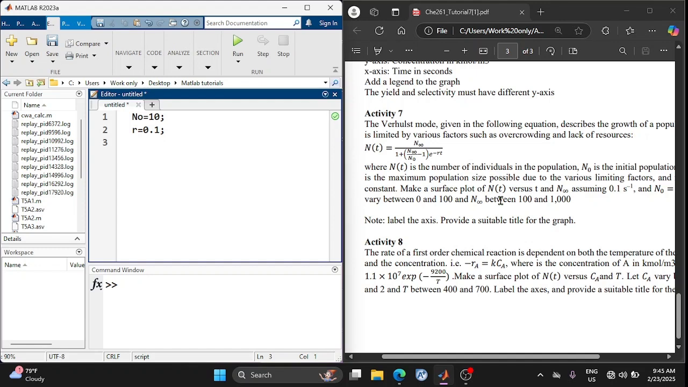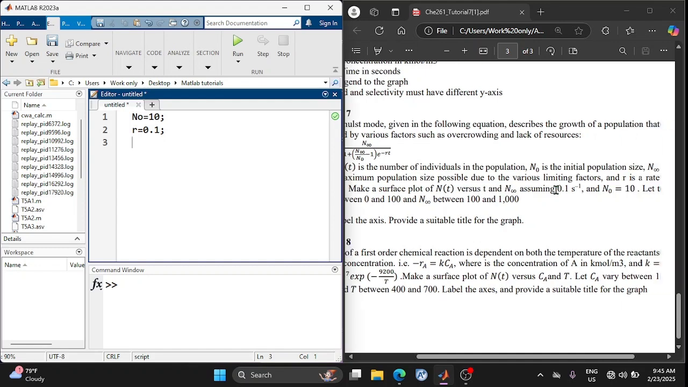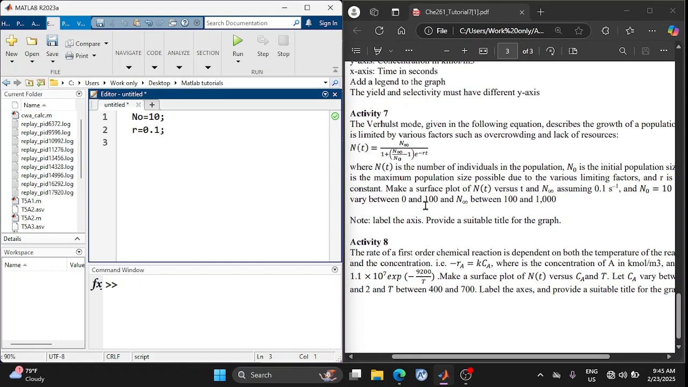Now let's look at the other things that we have. It said make a surface plot of N of t versus t and N infinity. And they said that let t vary between 0 and 100, and N infinity between 100 and 1000. So I can see that my t is from 0 to 100, and then my N infinity is from 100 to 1000. Now let's write out the expressions.